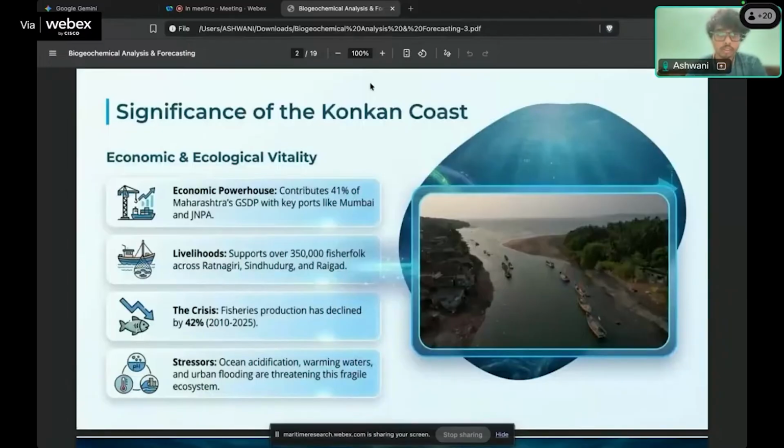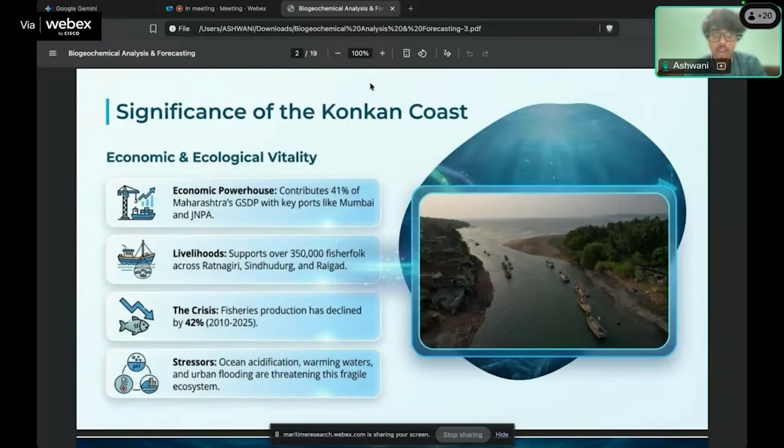Firstly, why Konkan coast? Why have we chosen Konkan coast for our research? Konkan coast contributes around 41% of Maharashtra's total GSDP, and along with this, around 3 lakh 50,000 fisher folks are living across the Konkan coast region in areas like Ratnagiri, Sindhudurg, and Raigad.